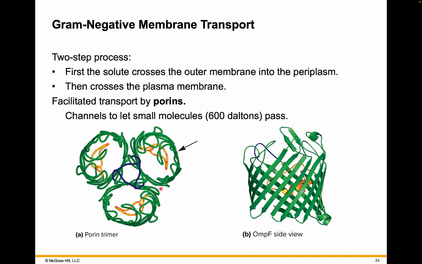So this is just one of these barrels from the side. Here you can see the controlling loop, which controls the diameter of the core, and this is the chain which contains all the amino acids which are polar or hydrophilic, helping to maintain the watery channel. So this is OmpF, a typical porin, a very specific porin.